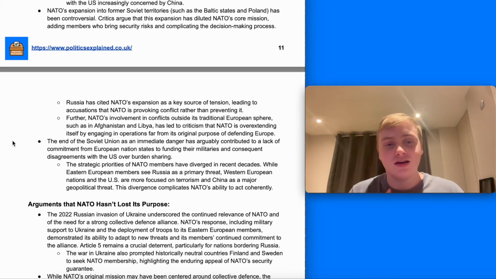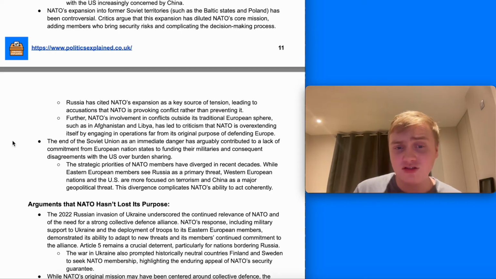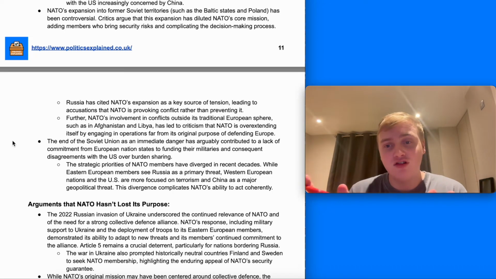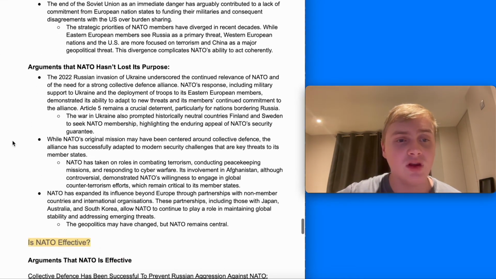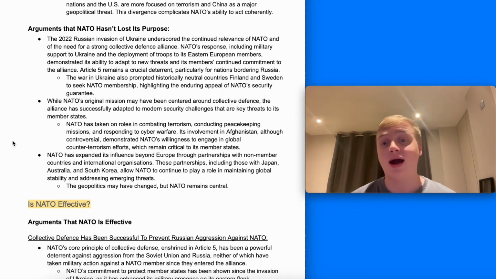So Eastern Europe continues to see Russia as the primary threat, the most important threat especially to them, whilst Western Europe and the US are focused more on terrorism and China as a major geopolitical threat. And this divergence in interests complicates NATO's ability to act coherently. On the other hand, it can be argued that NATO hasn't lost its purpose.